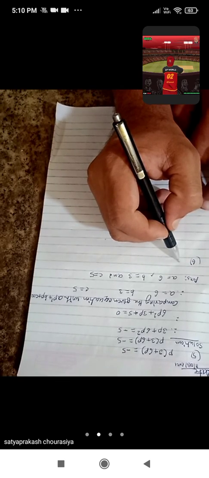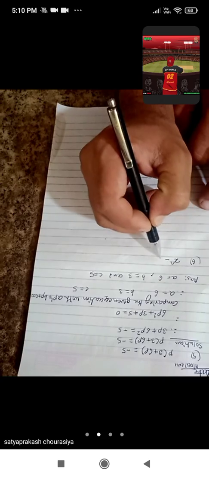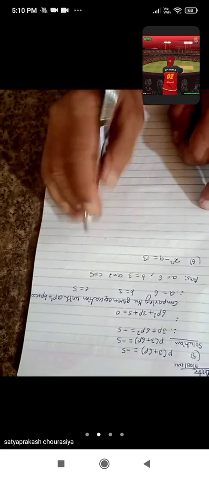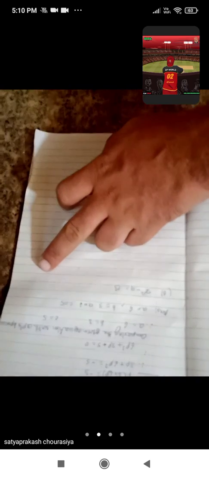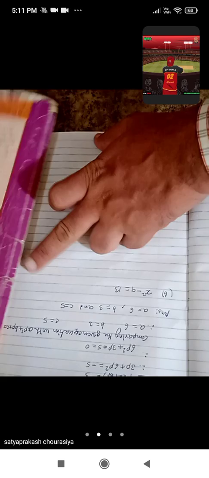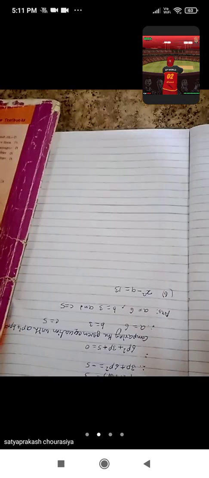Now we have to see the last question. The last question of the question number 3 is x square minus 9 is equal to 13. क्या last question? x square minus 9 is equal to 13.